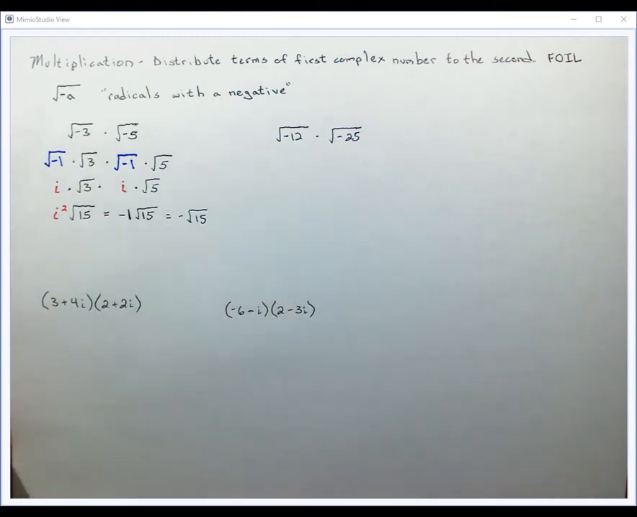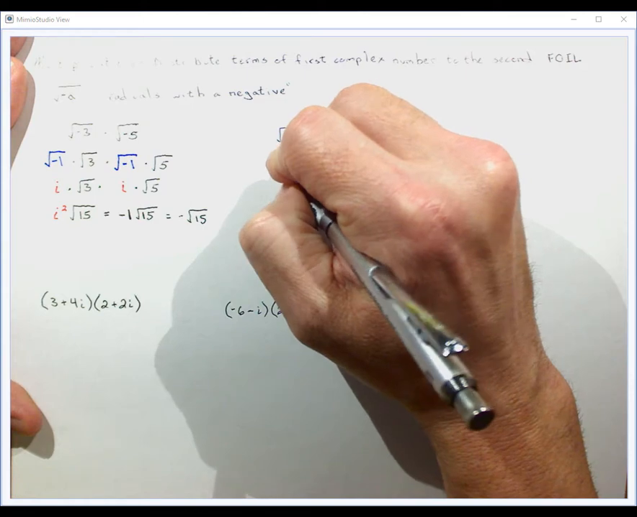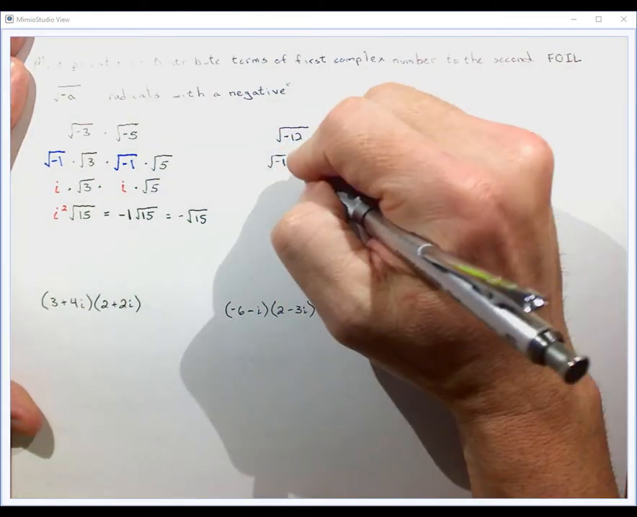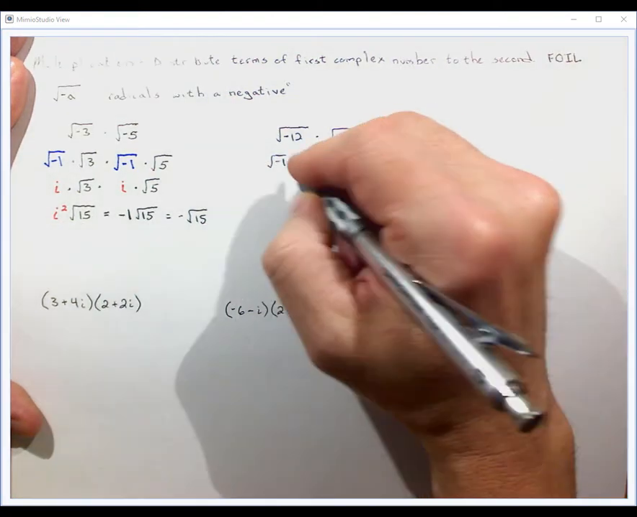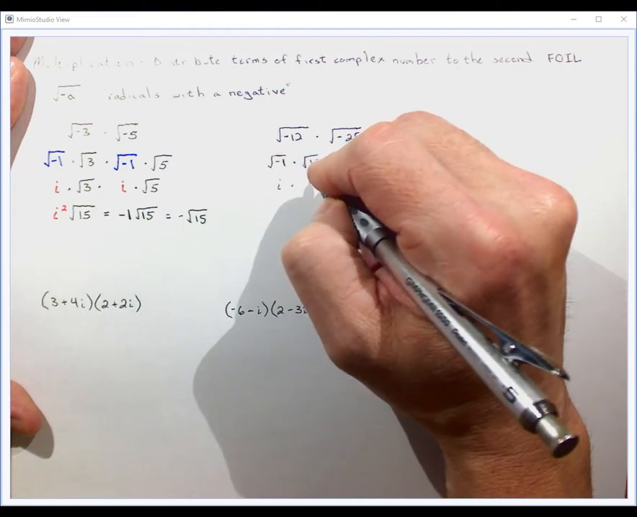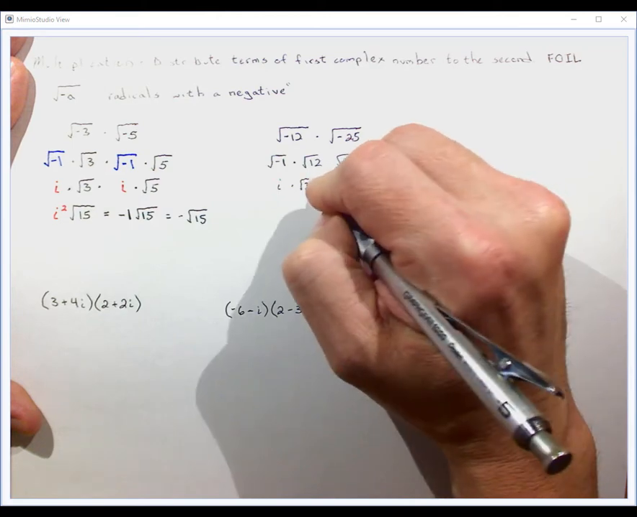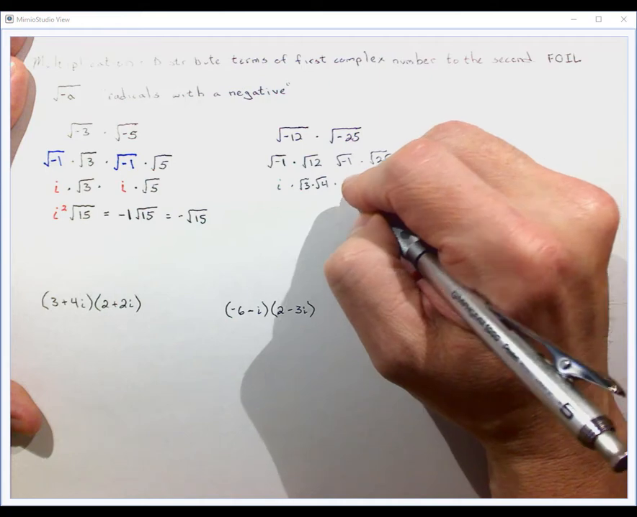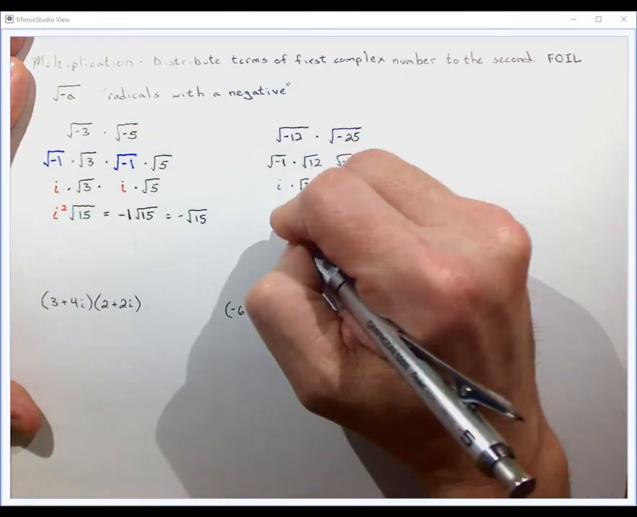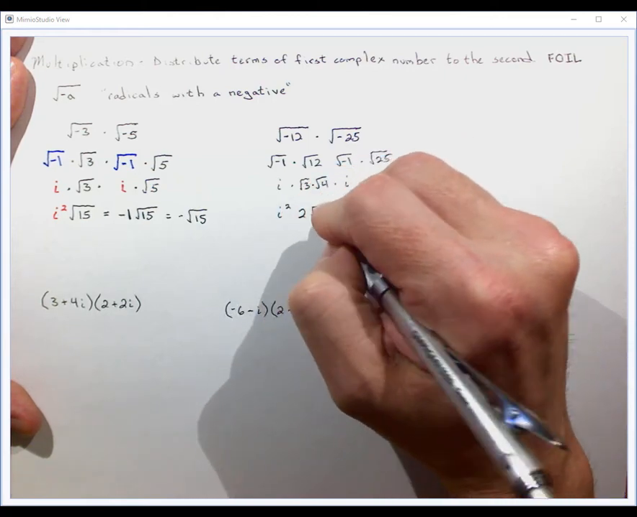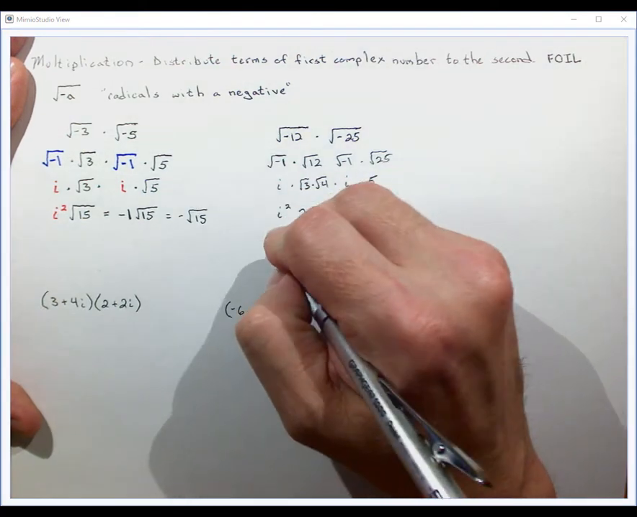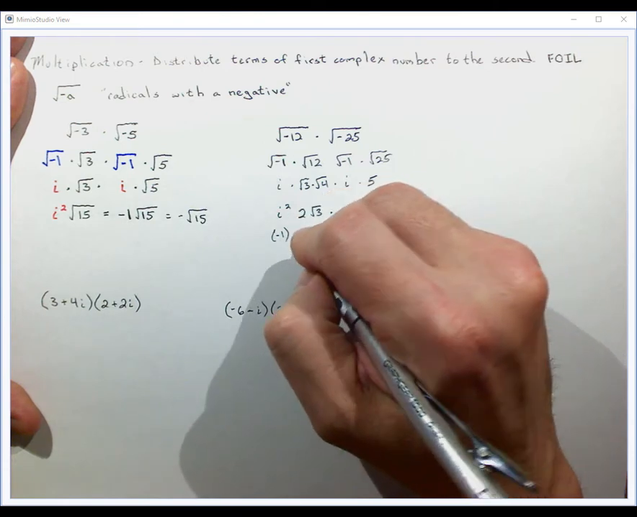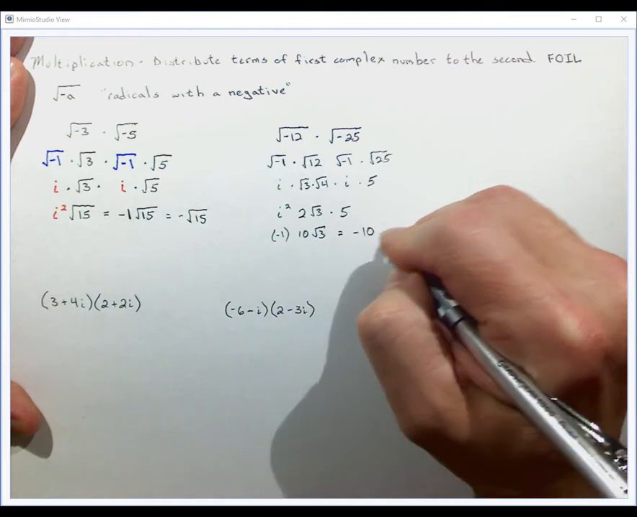Go ahead and pause the video and see what you get for this answer. See if we get the same answer. Alright, so let's work it. The square root of a negative 1 is I. The square root of 12, well, that can be broken down to the radical 3, radical 4. Square root of a negative 1, I, and that's 5. So I squared, 2 radical 3, square root of 4 is 2, and then radical 3 times 5. I squared is equivalent to a negative 1. 5 times 2 is 10. So a negative 10 radical 3.